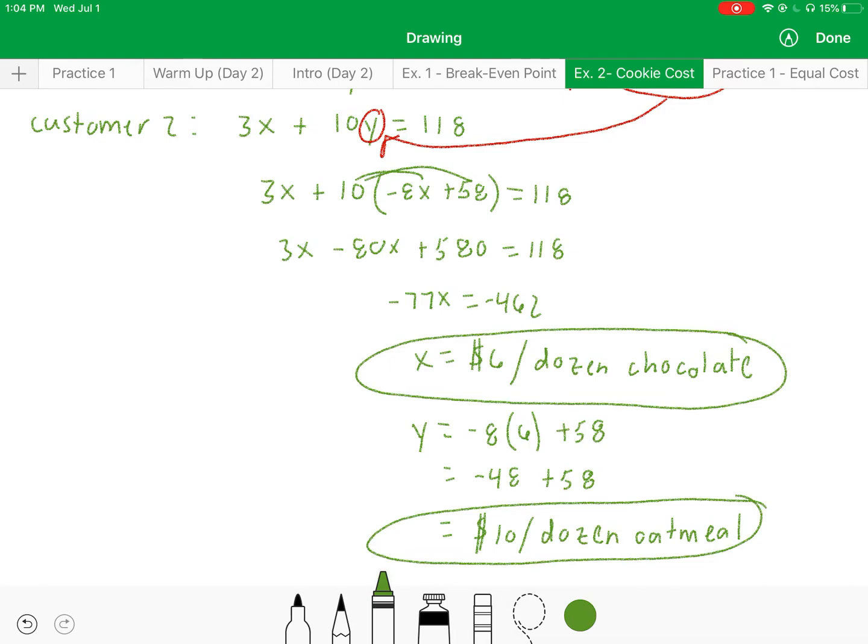All right, so now it's your turn. Pause the video, you try the next practice problem yourself. Start by defining your variables, making your two equations for the system, and then solving by a method of your choice. When you're done, come back and check your work with mine.